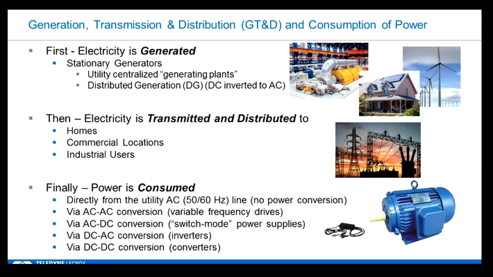I always like to do a very quick overview, what I call 100 years in 7 slides. I actually think I made it 8 slides in this presentation. Basically, as you all know, we generate, we transmit, and we distribute electricity. Historically, electricity has been generated very centrally, but more recently, there's a lot of distributed generation going on, which is DC, which is then inverted to AC. It's transmitted over a very long distance, in many cases, to your home or business, and then it's consumed. It's either consumed directly from the AC 50-60 hertz line with no power conversion, or there's some type of power conversion happening using power electronics before it's delivered to a load.